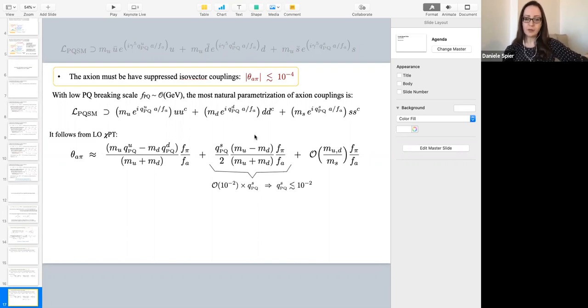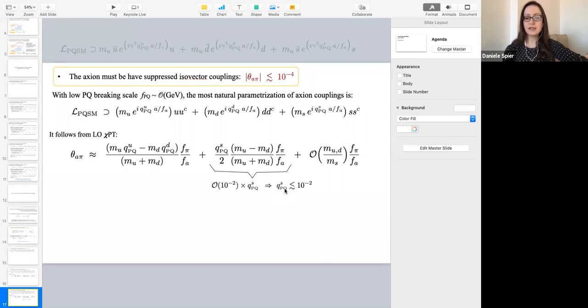Let me first talk about this term in the middle. This term in the middle depends on this parameter, which is the PQ charge of the strange quark. The natural size for this contribution to the axion-pion mixing is at the level of 10 to the minus 2, if the PQ charge of the strange quark is order 1. And 10 to the minus 2 is way too large, right? I said we need this axion-pion mixing angle to be less than 10 to the minus 4.